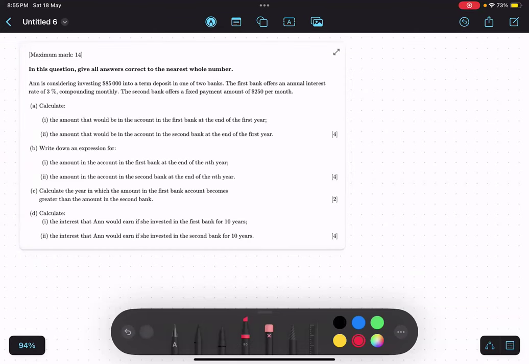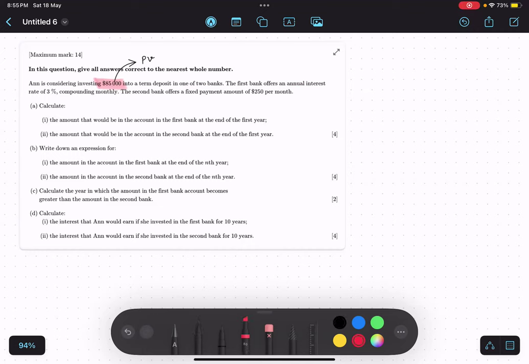So Ayan is considering investing 85,000 in a term deposit in one of two banks. The first bank offers an annual interest rate of 3% compounding monthly. What is this amount? This is the current investment given to the bank, the present value.